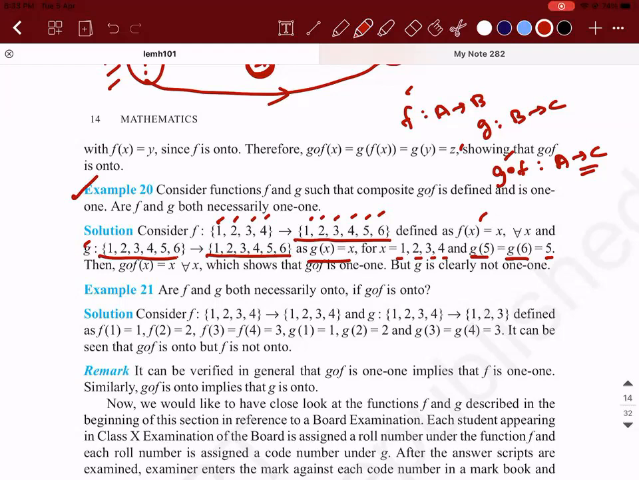So f might have been one-to-one. I don't know, they didn't define any function. f might have been one-to-one, but g in this context is not one-to-one, but is the question still satisfied? Are you able to define g circle f? Yes, you are able to do. So this is an important point to be noted.